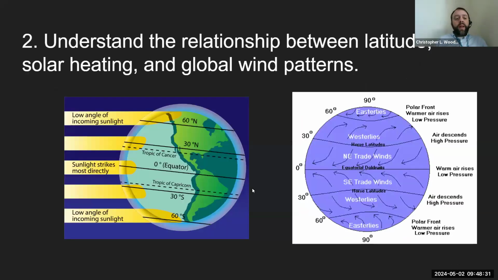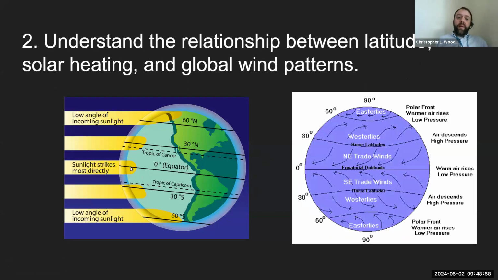Understand the relationship between latitude, solar heating, and global wind. So during the course of the year, as the Earth is traveling around the sun with a tilt of 23.5 degrees, different parts of the Earth are receiving direct heating. So let's start with June 21st. Around June 21st, that's the summer solstice. If you're at the Tropic of Cancer at 23.5 degrees north latitude and look straight up in the sky, the sun would be directly over your head at noon.